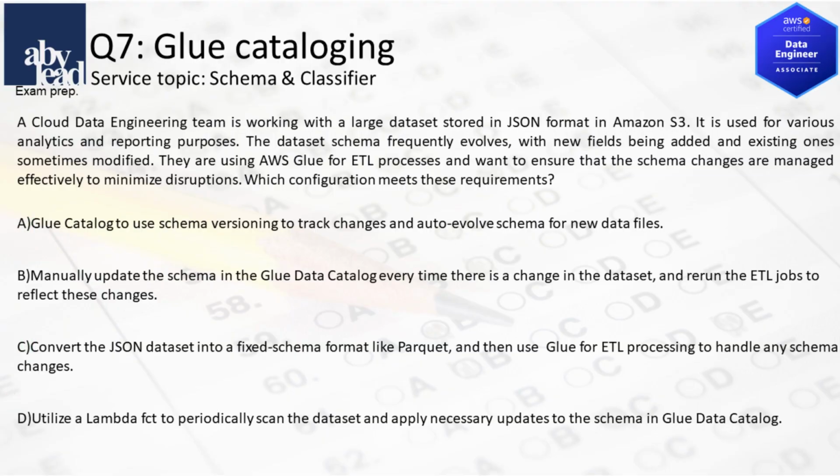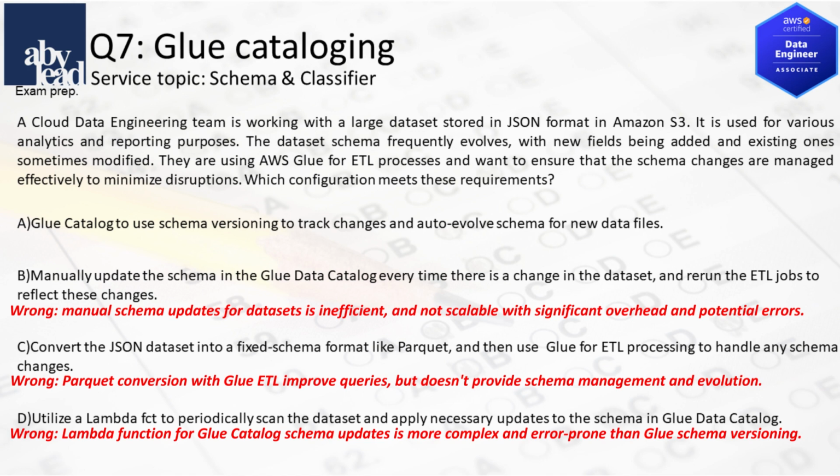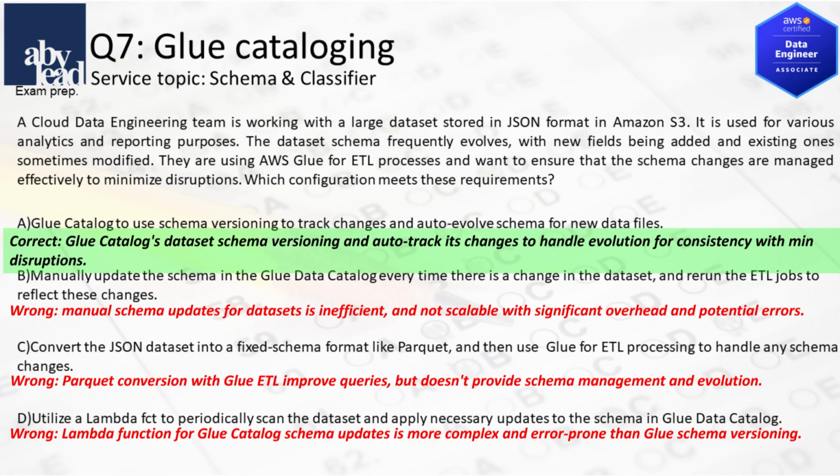Question 7. How do you engage Glue ETL with least disruptions for a large JSON dataset with schema changes? Inadequate is to manually update schemas or use a Glue job with Parquet conversion. Also, a customized Lambda function for schema updates is too complex. Most advisable is to apply Glue Catalog's dataset schema versioning to handle evolution with lowest disruptions.